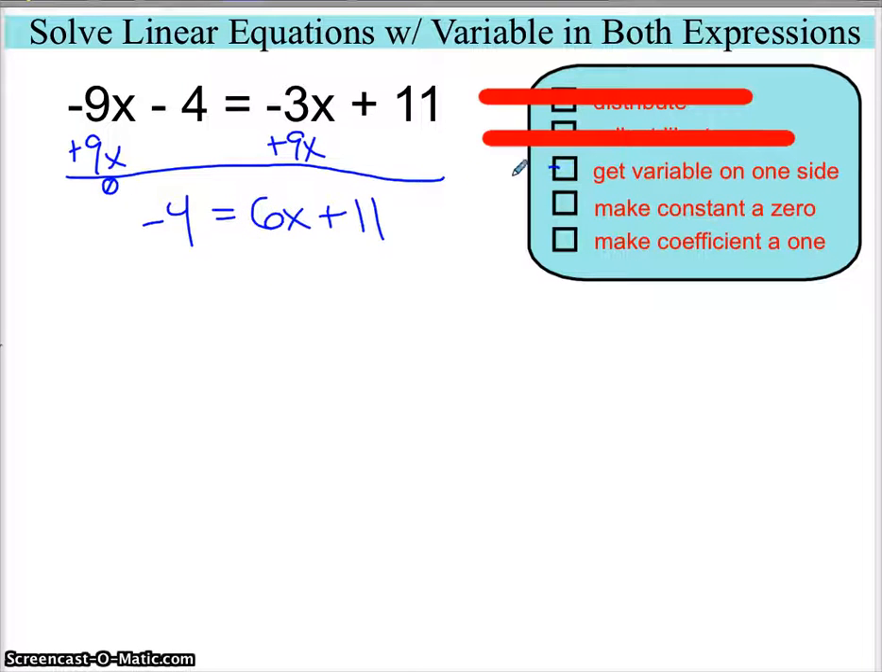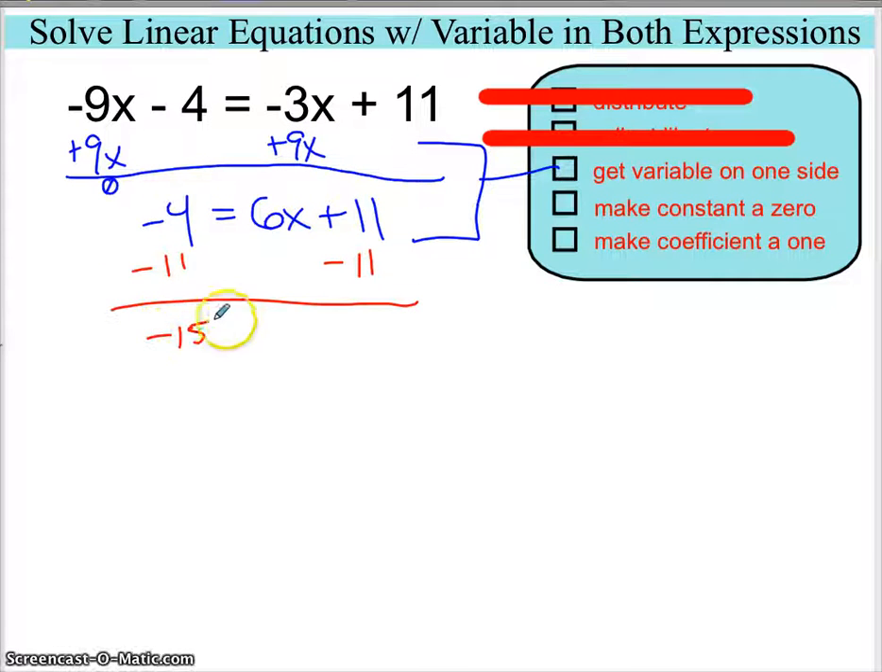So that's the step of getting... We're just making a creative 0 out of one of the variable terms. And then after this, we'll make our constant a 0. And everything after this is just review. This first step is really the only new step we're practicing here. Lose 4 and lose another 11, we've lost 15.